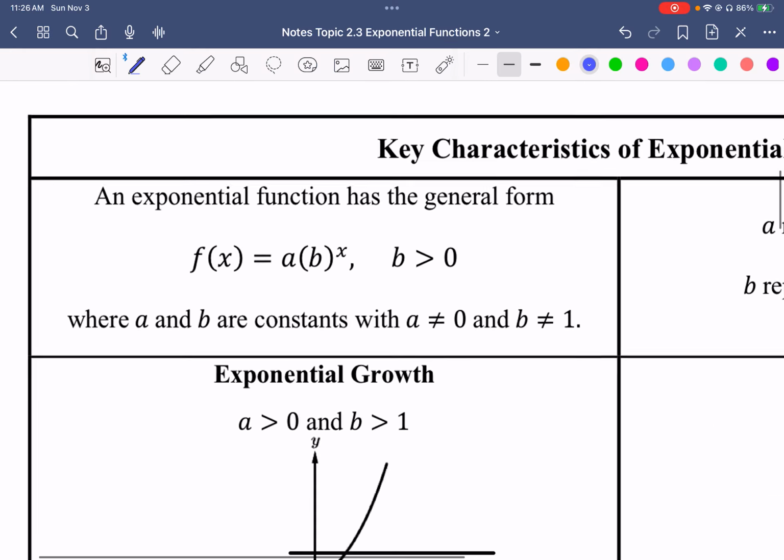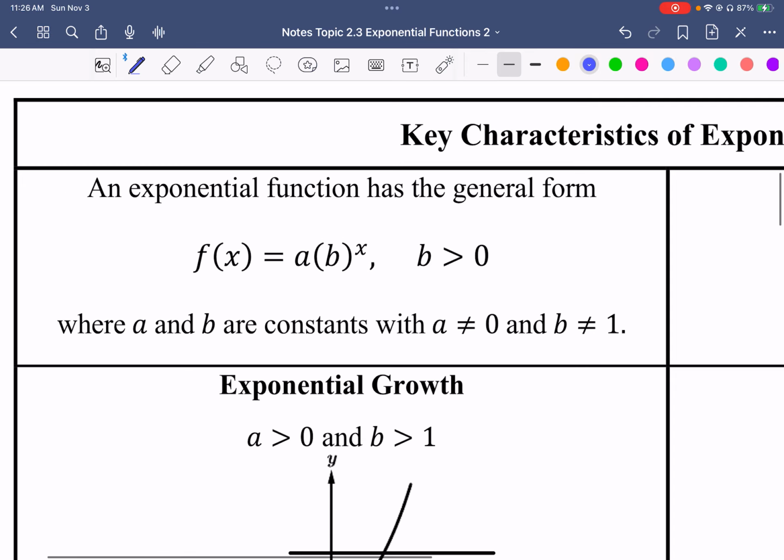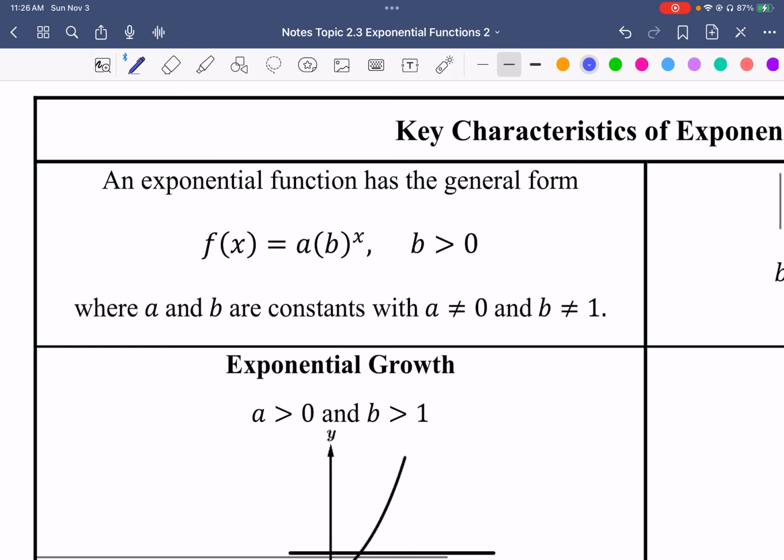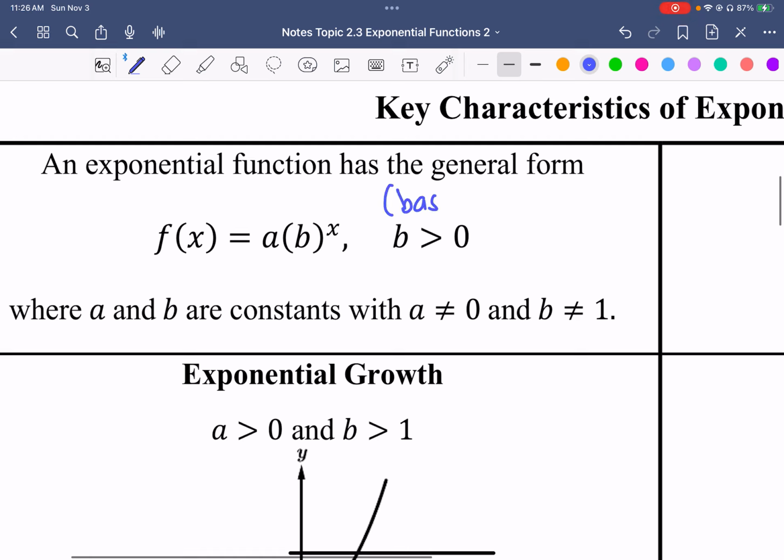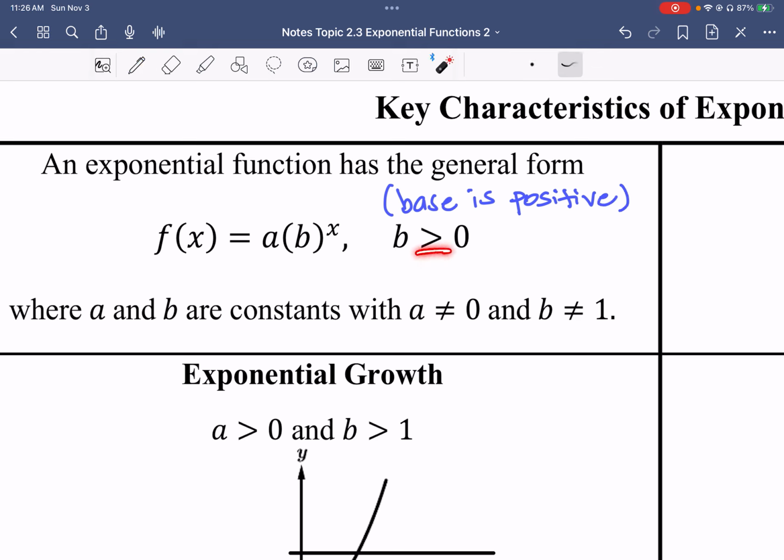An exponential function has the general form f of x equals a times b to the power of x, where b is greater than 0, and a and b are constants. A cannot equal 0 and b cannot equal 1. What this is saying is that the base is positive. Your base cannot be a negative number. Also notice that they don't have the or equal to 0, so that means that b cannot equal 0 either.